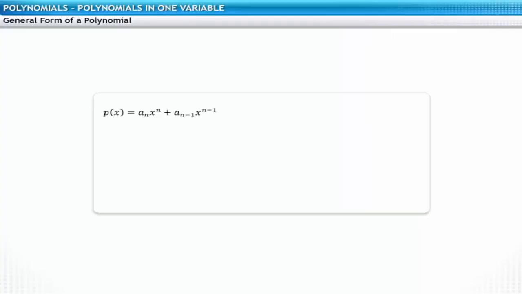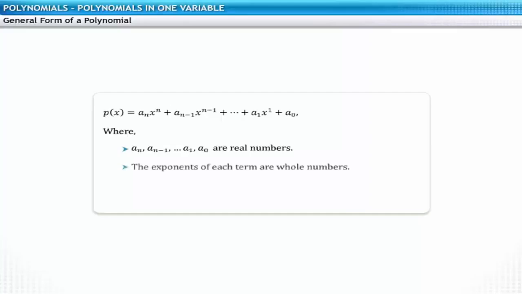The general form of a polynomial in one variable is p of x is equal to a_n x to the power of n plus a_(n-1) x to the power of n minus 1 plus and so on till a_0, where a_(n-1) and so on till a_0 are real numbers. The exponents of terms are whole numbers. N, the highest exponent, is the degree of the polynomial, where a_n is not equal to 0.